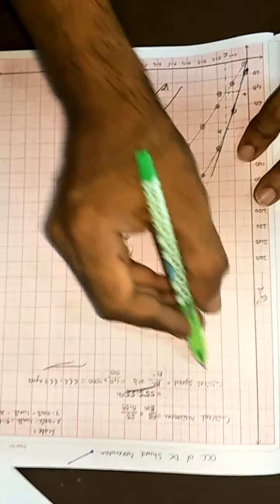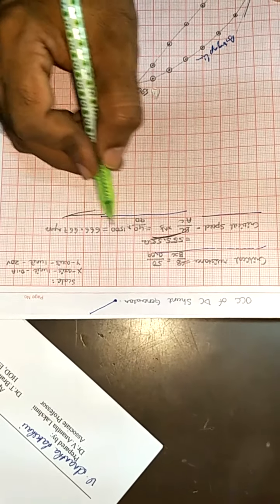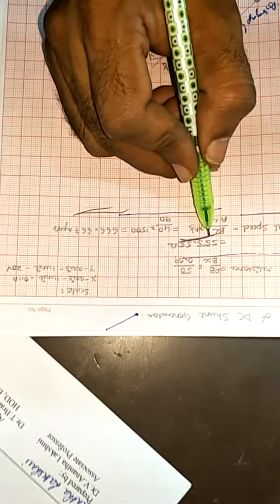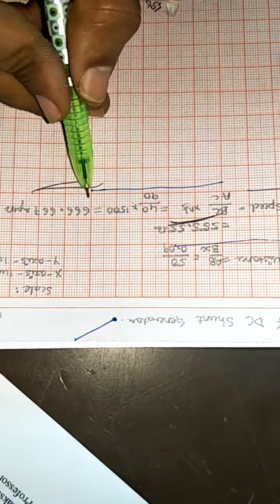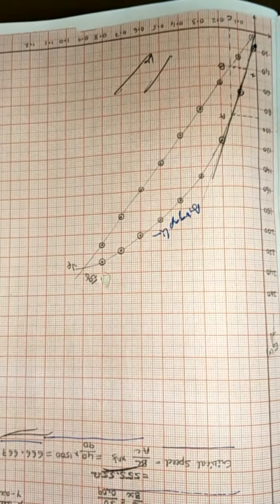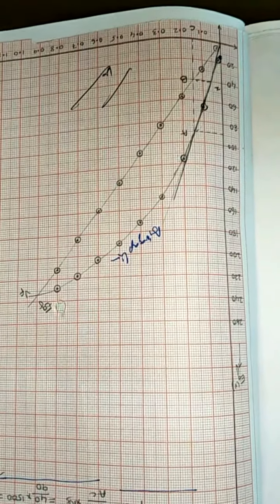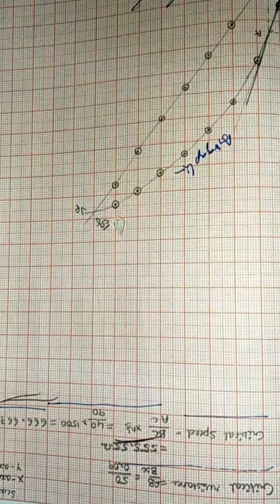Is it clear? Find out critical resistance as explained, critical speed as explained from the expected graph, and approximately you will be getting 550 ohms as the critical resistance, and critical speed is approximately 600. So it will be below 700 RPM. So that's about determination of critical speed and critical resistance from open circuit characteristics of DC shunt generator experimentally.